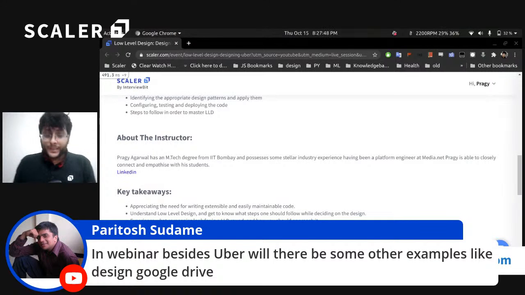Paritosh is saying, during this masterclass, besides Uber, will there be some other examples as well, like designing Google Drive? So, Paritosh, we will not try to cover any other question over there. The reason is that Uber in itself is a fairly large and challenging problem, and we'll try to cover this in as much depth as possible. If you want an analogy of how this Uber design would differ from the Google Drive design, feel free to ask me that question during the masterclass. We will perhaps go into a brief overview of how this would relate to Google Drive, but we will not be going in depth with any other system. We will be focusing on designing Uber because it's a large enough and complicated enough system.